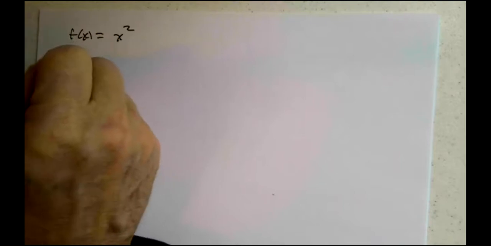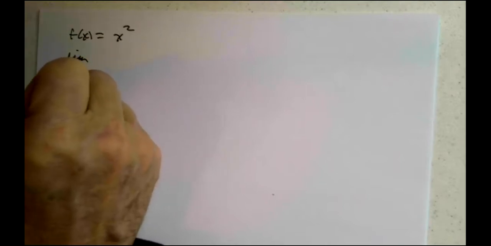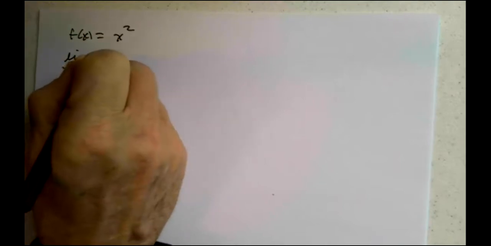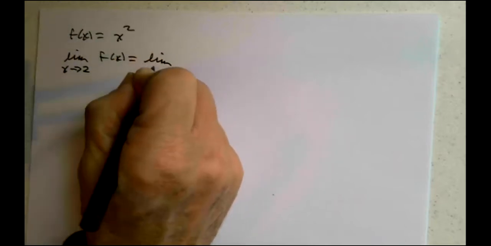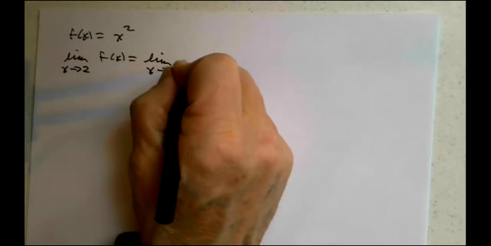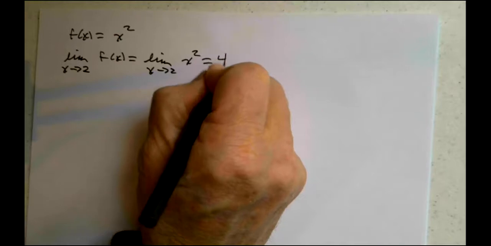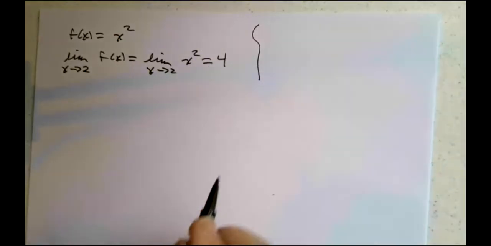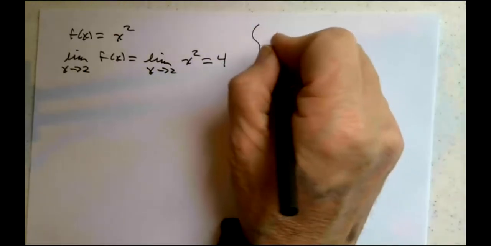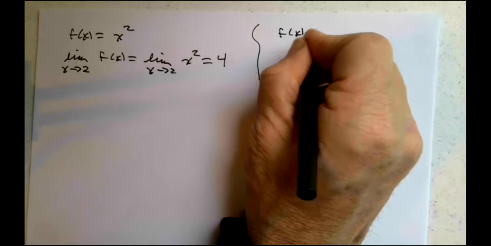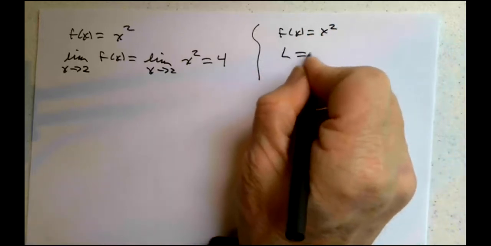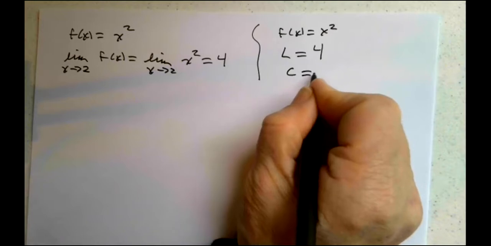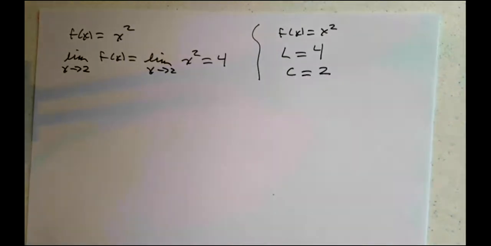So we'll use the same example, f of x is x squared, and the limit as x approaches 2 of f of x equals the limit as x approaches 2 of x squared equals 4. So good enough in our example, of course, f of x is x squared, L is 4, and C is 2. So the first time I did this, I chose epsilon as 0.05.